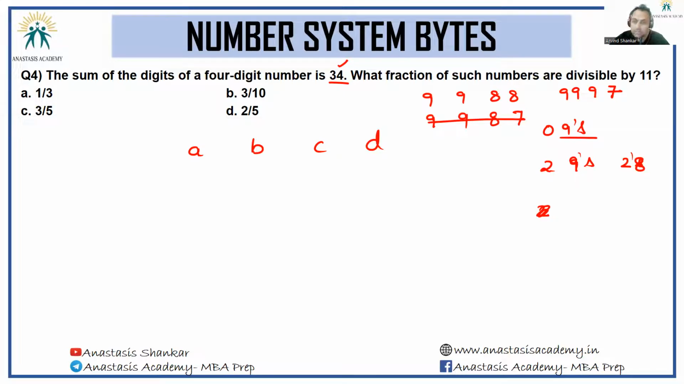Okay, if these are the only two possibilities, how many cases do I have here? It will be 4 factorial by 2 factorial, 2 factorial, which is 24 divided by 4. So 6 cases here. And how many cases will I get here? 4 cases here. So altogether, there are 10 such numbers. There are 10 4-digit numbers whose sum of digits is 34.